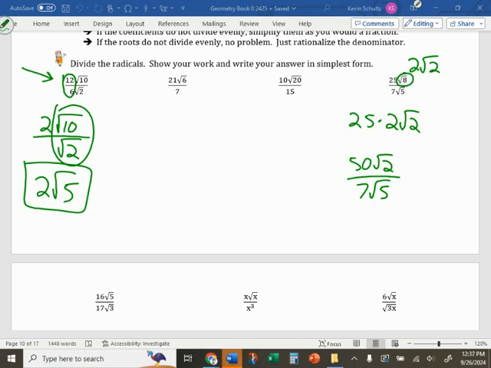How are we going to rationalize this? Root 5 times root 5 over root 5. Yes, root 5 is the root that we want to remove. So we had 50 root 2 over 7 root 5. We have to multiply by that root 5 over itself, which in our numerator is going to give us 50 root 10.